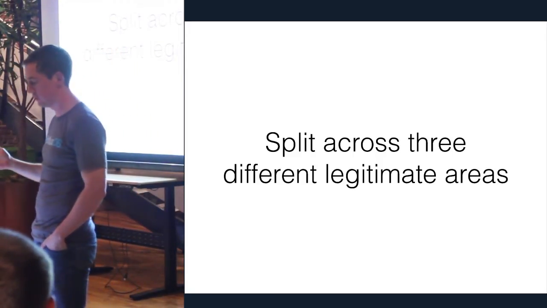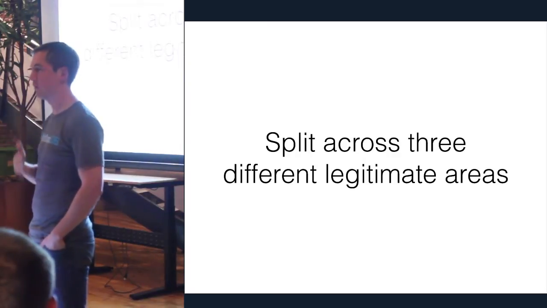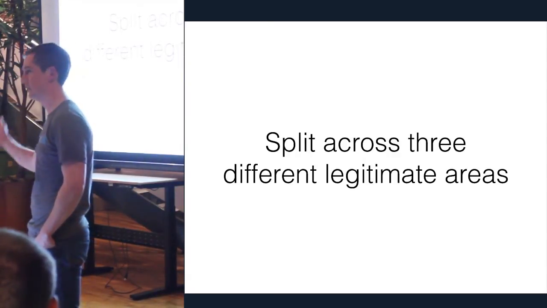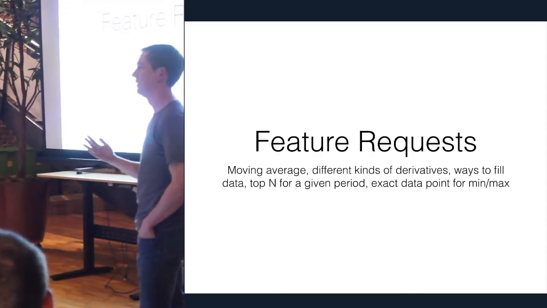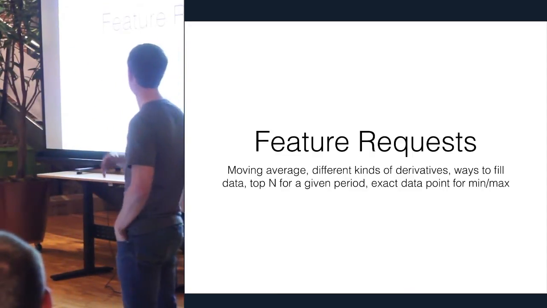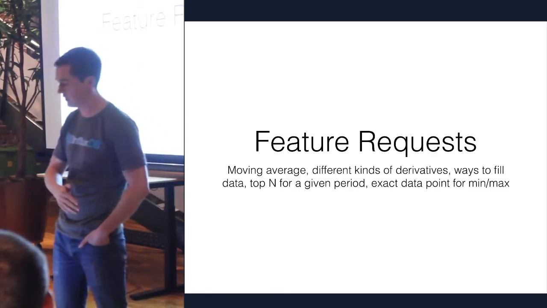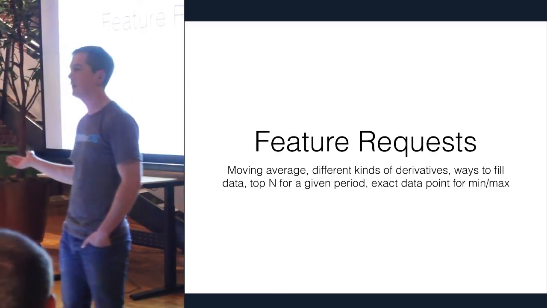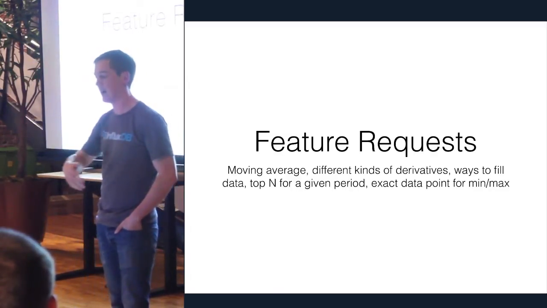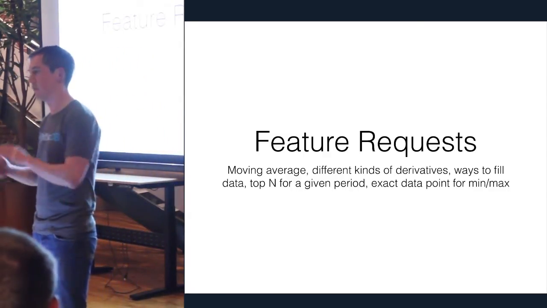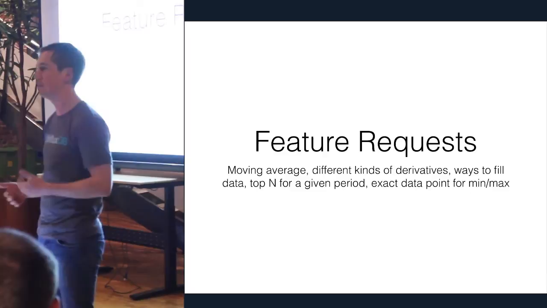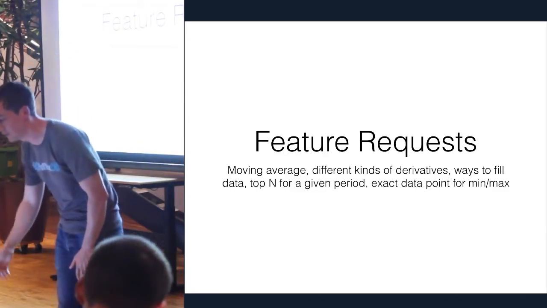And looking at all those issues, they're split across what I call 3 different legitimate areas of concern. The first is feature requests. These happen all the time, right? People want moving average, they want different kinds of derivatives, they want ways to fill in data in different ways, top N for a given period of time, exact data point for min-max. There are tons of features that people are constantly coming to us about.